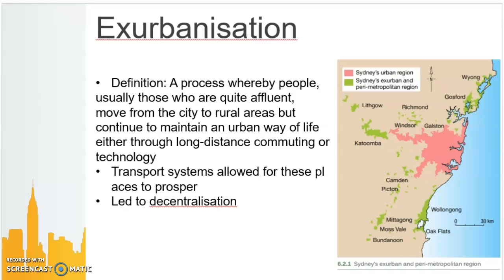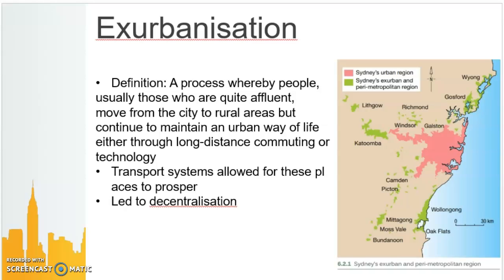So the picture on the right-hand side here is from the textbook. The pink is the urban region, what we call the Sydney metropolitan area, and the green is Sydney's exurban and peri-metropolitan region. So you see that Galston is in pink, even though it's exurbia, but it is still technically part of the metropolitan area. You see parts of the Central Coast, Galston and Wyong are in green, out west towards the Blue Mountains, Lithgow and Katoomba, southwest to Camden and Picton, and further south to Wollongong, Mittagong, Moss Vale and Oak Flats.